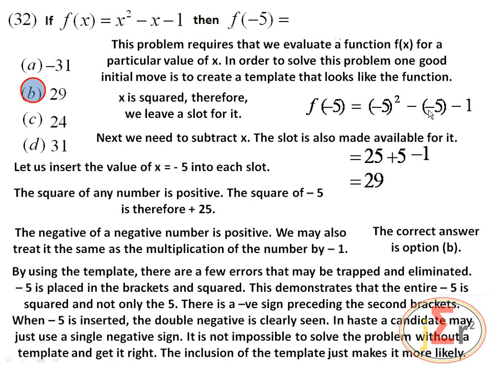When negative 5 is inserted, the double negative is clearly seen, as we have it right here. In haste, a candidate may just use a single negative sign. It is not impossible to solve the problem without a template and get it right. The inclusion of the template just makes it more likely. And no doubt, if we did not put a positive 5 here but a negative, we would have 25 minus 5 minus 1. So it will be 25 minus 5 minus 1.